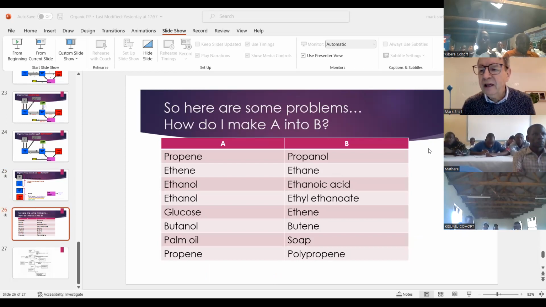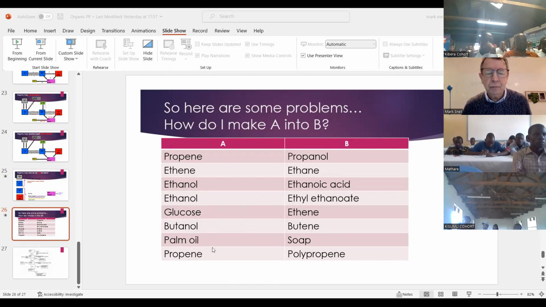Then I would normally give my students a group of chemicals. How would you turn this into that? Let's take this example here, the glucose into ethene. That's not a one-step process. So they would have to say, oh, glucose, I can't make it directly into ethene. I can turn glucose into ethanol, and I can turn ethanol into ethene. So sometimes multi-step reactions are very useful.